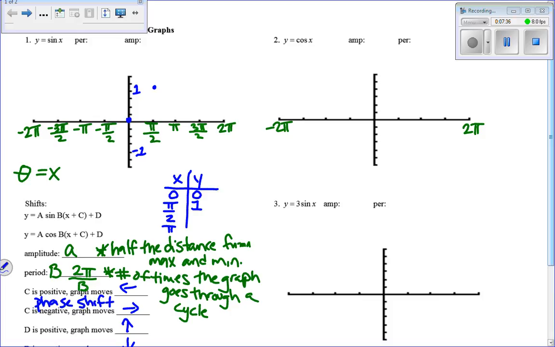What about pi? What's our value of y? We go back to 0, correct? Okay, and then at 3 pi over 2, negative 1. And at 2 pi, back up at 0, right? Okay, so this is one cycle of your sine graph from 0 to 2 pi. After that, it just repeats.